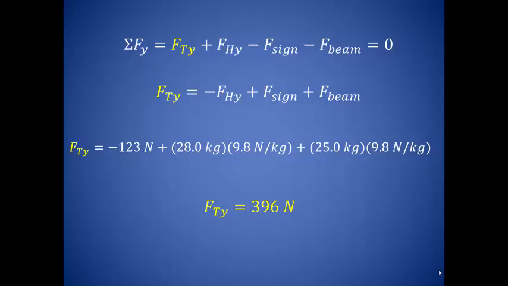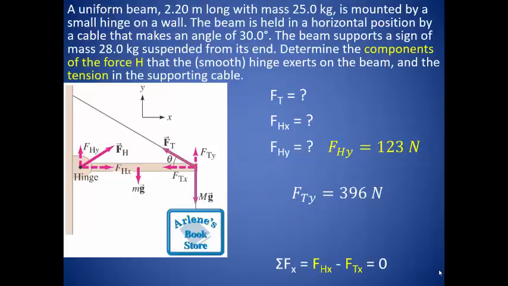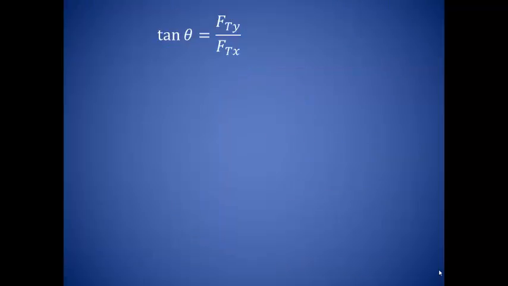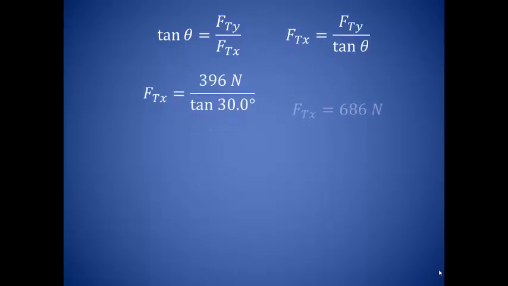So plugging in all those numbers, we find that the Y component of the tension force is equal to 396 newtons. At first glance, this might not appear to help us a whole lot, but don't forget that we know the angle involved with the tension force. So if we know one component, we can find the other. To find the X component of the tension force, we just take the Y component divided by the tangent of the 30-degree angle. This gives us an X component of 686 newtons.